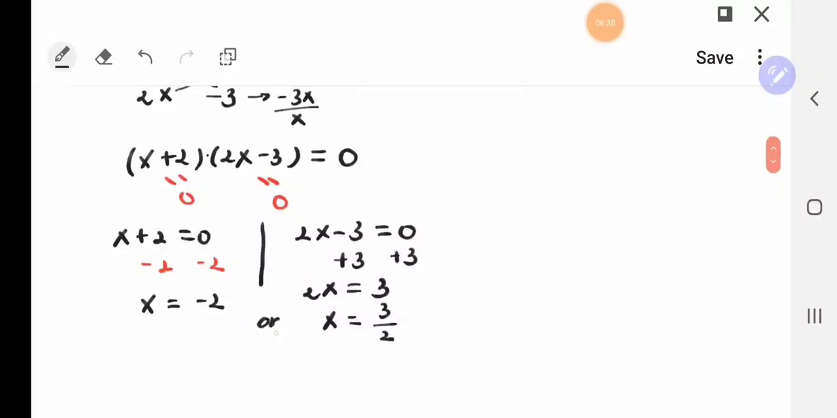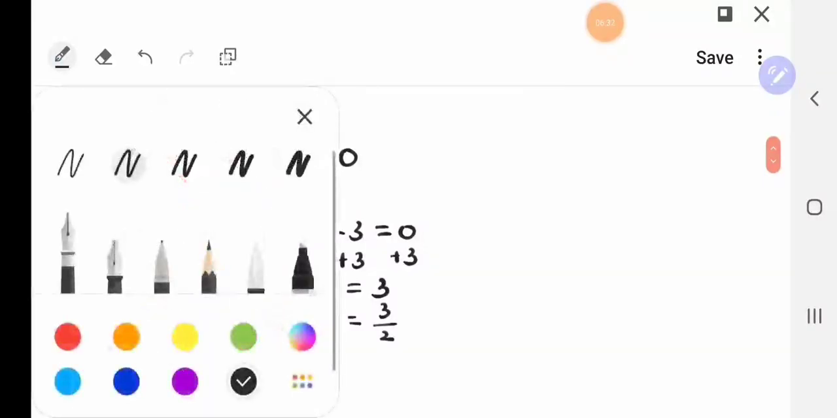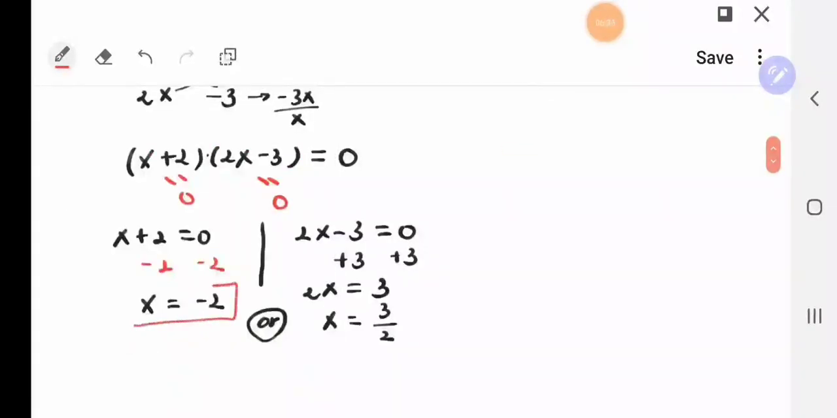So we have two solutions. One is x minus 2, x is equal to negative 2, so that's negative 2, and then the other one is 3/2.